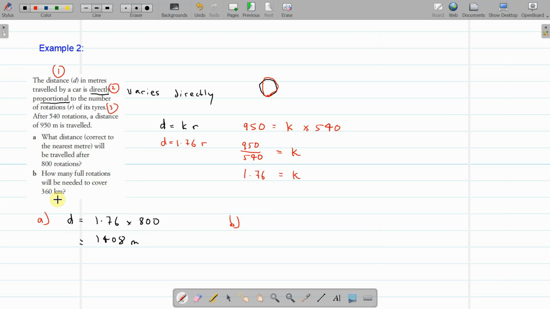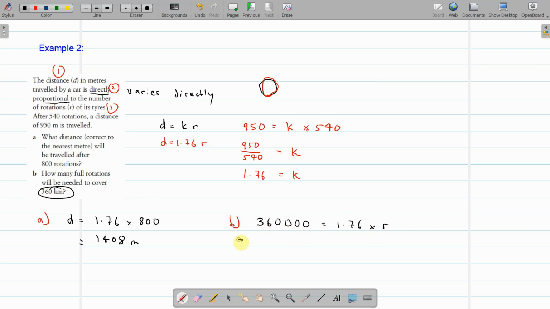Part B. How many rotations this time to cover 360 kilometers? I'm going to go, that's a lot of kilometers. And we did this according to meters, so we better do that in meters. Equals, because that's how many meters times the rotations. Yep. So that's a tricky one. Kilometers, got to change that to meters. Okay. So that's how many meters. 360 kilometers is that many meters. Equals 1.76 times how many rotations.